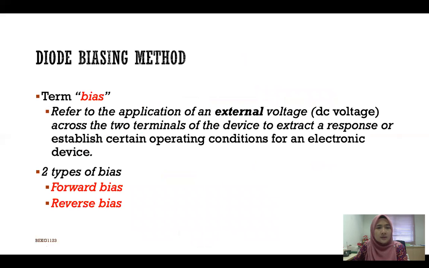Next, we have the diode biasing method. The term bias refers to the application of an external voltage across 2 terminals of the device to extract a response or establish certain operating conditions for an electronic device. Okay, so there are 2 types of bias. The first one is the forward bias. The second one is the reverse bias. So what is the difference between forward bias and reverse bias?